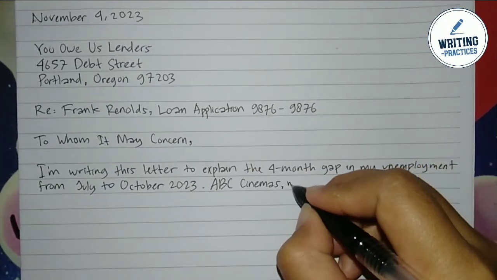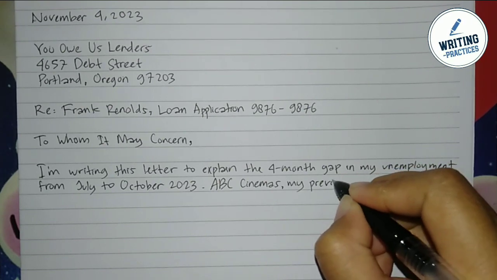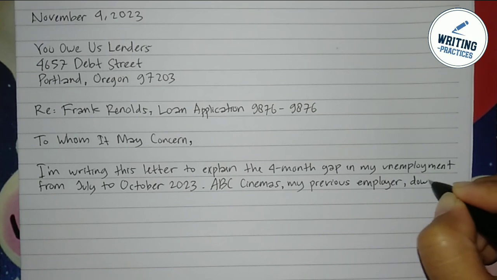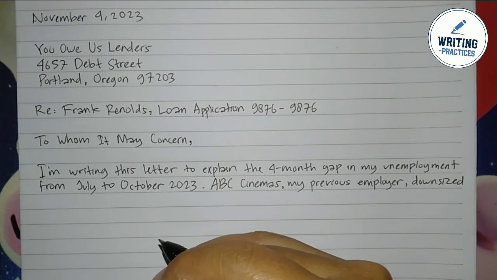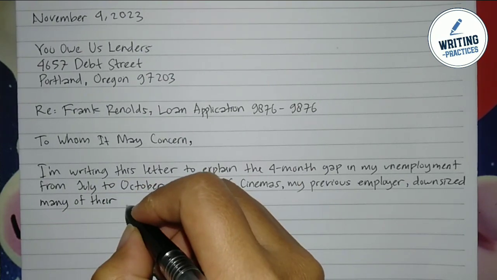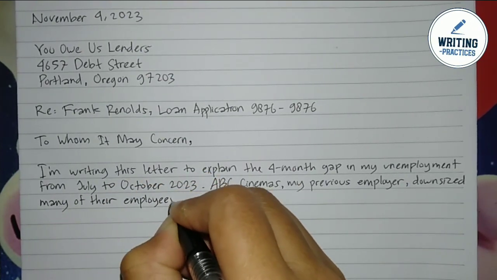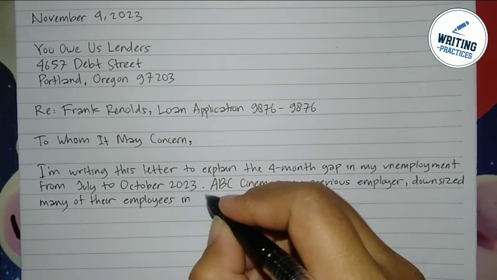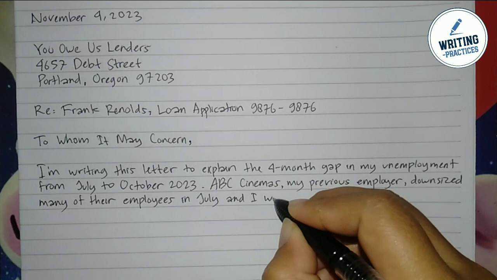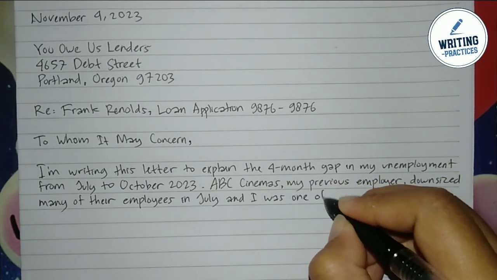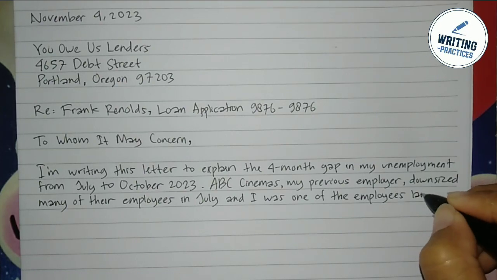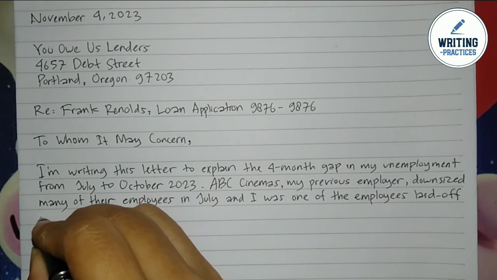After that, you must write the explanation of the reasons why you were unemployed. There must be some reasons and you can simply mention what it was. In this example, the reason is because the writer's company downsized the number of employees. So, if your case is the same, you can follow this video. Write your previous company name. And write that your previous employer downsized many of their employees in that month. And mention what month. And state clearly how you were one of the employees laid off as a result of this matter.